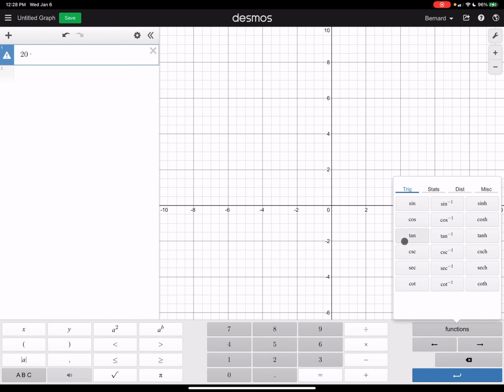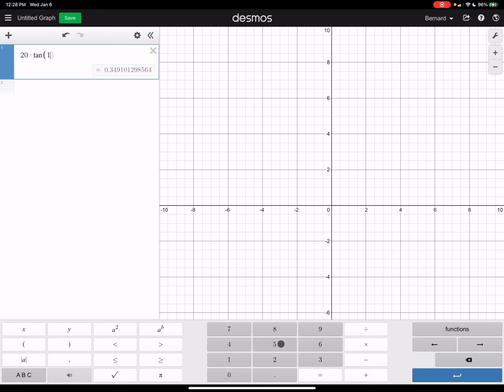So I'm going to click tan, and I'm going to put 19 in there, right? And there's an answer, 6.88. We could round that up to like 6.9, right? So that's our answer for that problem.